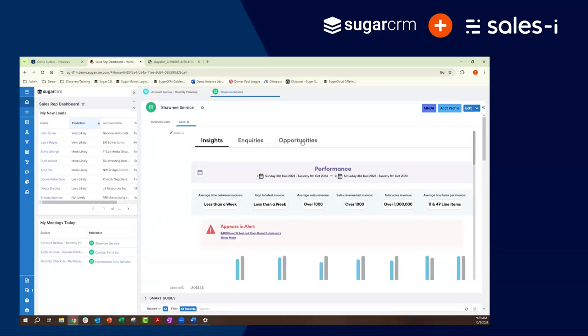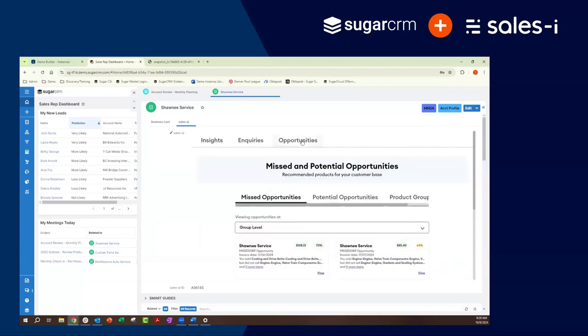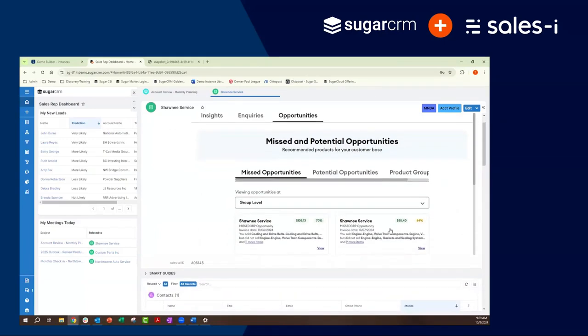Next, what I like to point out is really the upsell and cross-sell opportunities. What are the leakage on this account, or where could we have sold more into Shawnee Service? And Caleb had brought this up around what this tool is actually doing. You're going to see several different dashlets here on my missed opportunities.